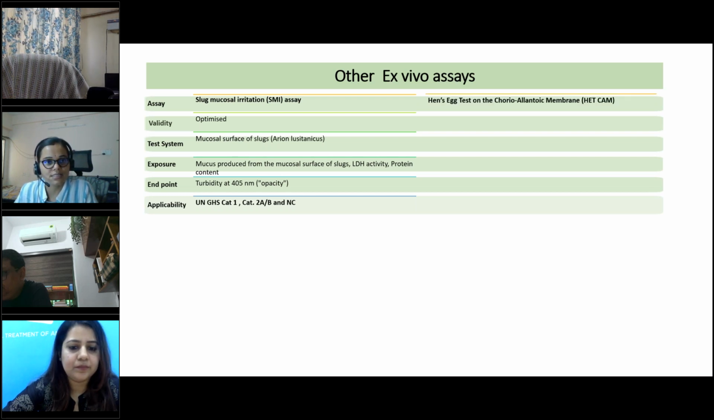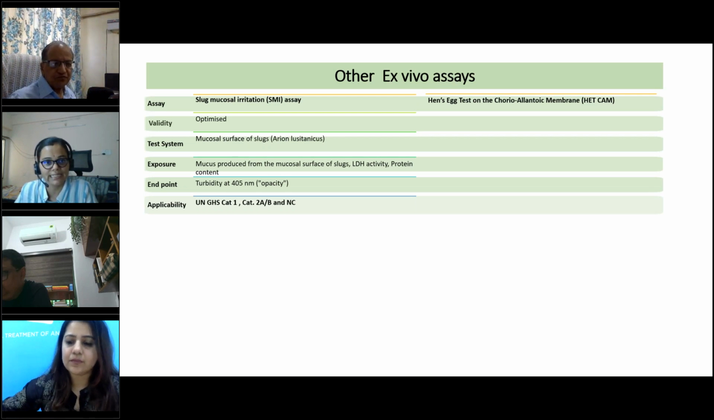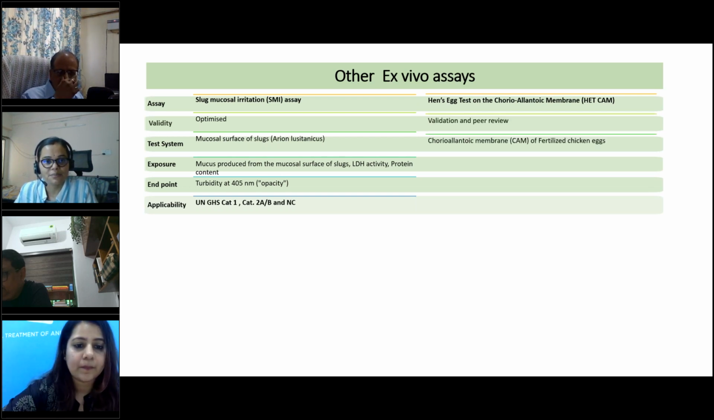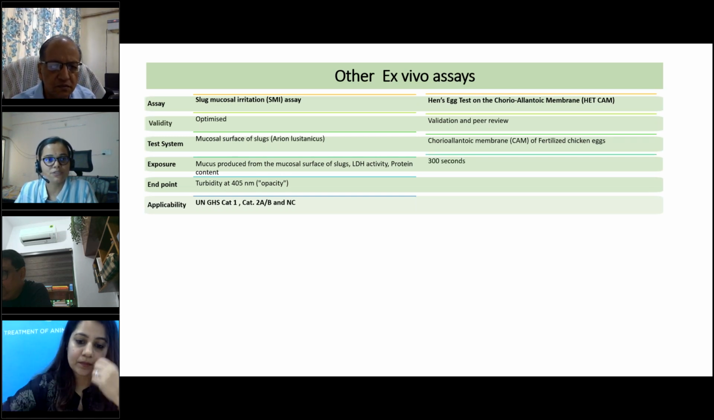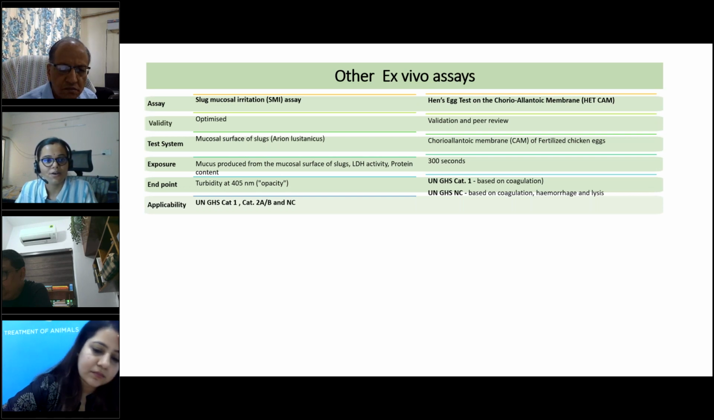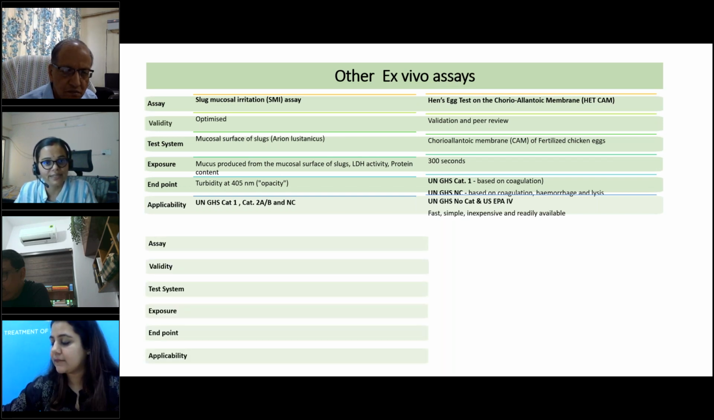And the additional test is the Hen's egg test, that is the chorioallantoic membrane HET-CAM assay. It is again validated and peer reviewed. The test system includes the chorioallantoic membrane, CAM, of fertilized chicken eggs. The exposure would be for 300 seconds, that is almost 5 minutes. This assay is used to categorize category 1 and no category based on coagulation, hemorrhage and lysis of the blood vessels in the membrane. This is again a fast, simple, inexpensive and readily available method.